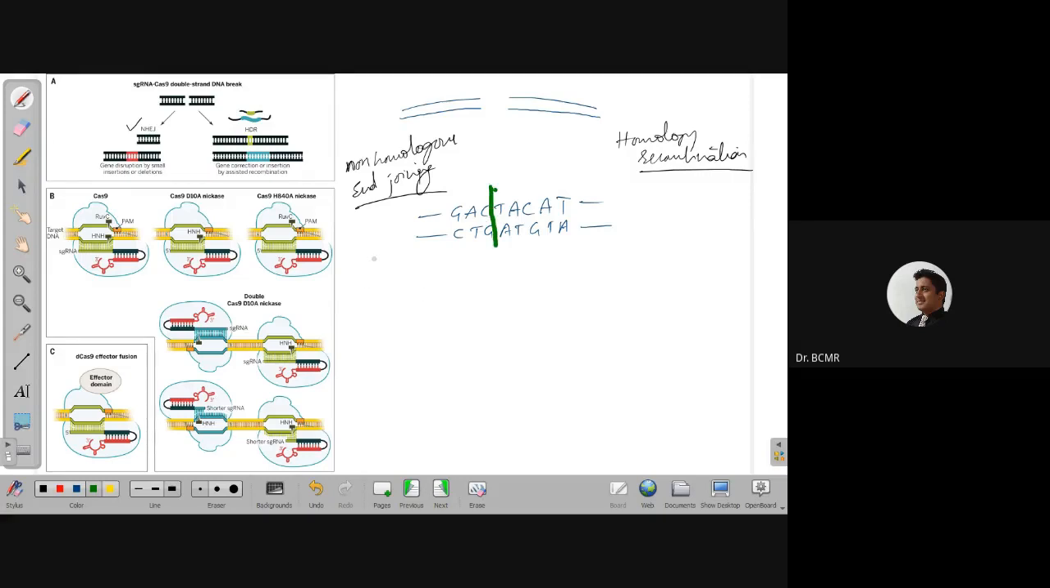During repair, during non-homologous end joining, some of the bases are usually eroded. So these are removed like this, and they are joined. End joining happens. If it is end joining, what is the new sequence now? GAT and CTA. I think we had about 4 bases in between, and now those 4 bases are removed.